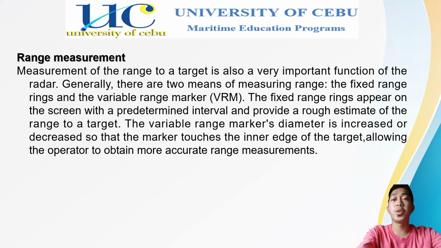So, range measurement. Measurement of the range to a target is also a very important function of the radar. Generally, there are two types of measuring range: the fixed range rings and the variable range marker, or VRM. The fixed range rings appear on the screen with a predetermined interval and provide a rough estimate of the range to a target. The variable range marker's diameter is increased or decreased so that the marker touches the inner edge of the target, allowing the operator to obtain a more accurate range measurement.